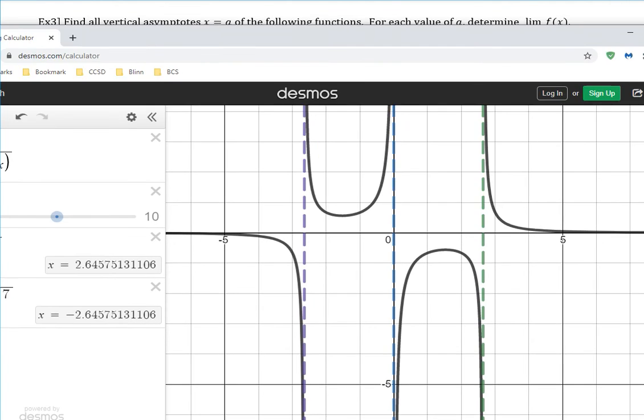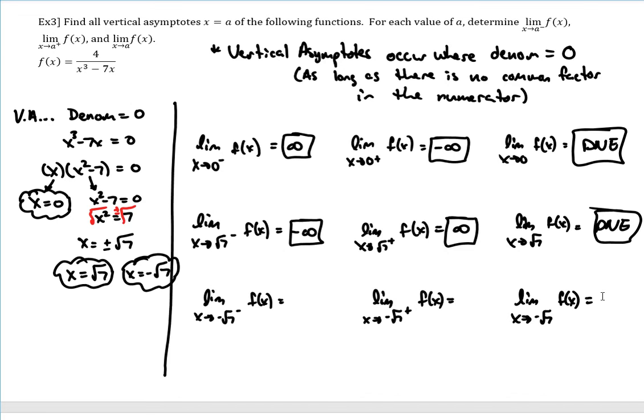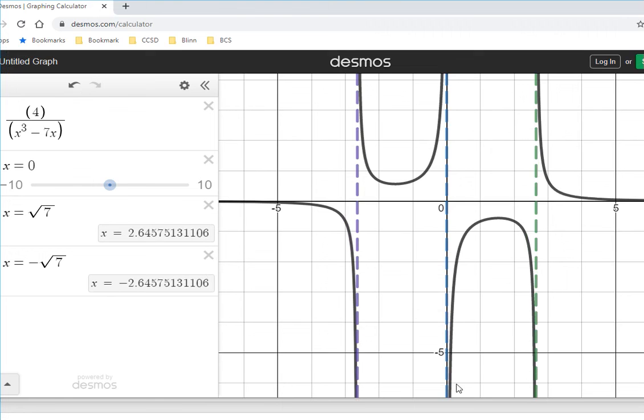The negative square root of 7 one we can see right there, but let's write it in and make it all formal. So the limit as x goes to negative square root of 7 from the left. The limit as x goes to negative square root of 7 from the right. And the limit as x goes to negative square root of 7 by itself, just like that. There we go. And then now again, just a quick picture.